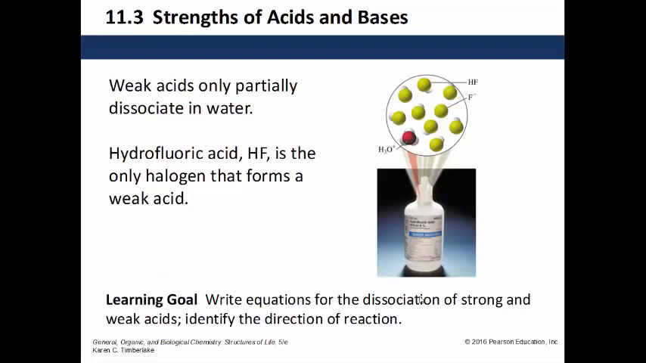Now, weak acids only partially dissociate in water. Anytime you see the term weak, as we talked about with strong electrolytes and weak electrolytes: anytime you see the word strong, that means that substance will dissociate or break up completely. If you see the term weak, weak electrolyte, weak acid, weak base, that means they don't dissociate all the way. An example of that, hydrofluoric acid, HF, is the only halogen that will form a weak acid. When this is dissolved in water, most of it will stay together, but you still get some ions breaking off. So it does form some acid, but a very weak acid. But for the most part, HF will stick together.